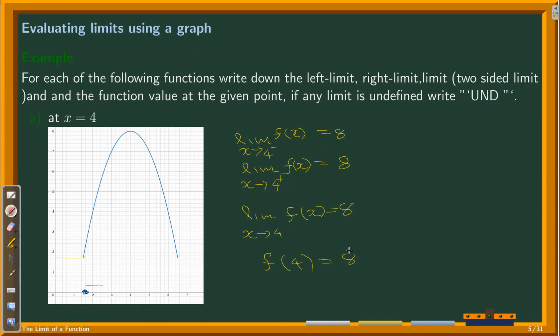Okay, any questions? So it's asked to find the left limit, right limit, two-sided limit, and the function value at the given point. If any one is not defined, write undefined. So here I did it at x equals 4.